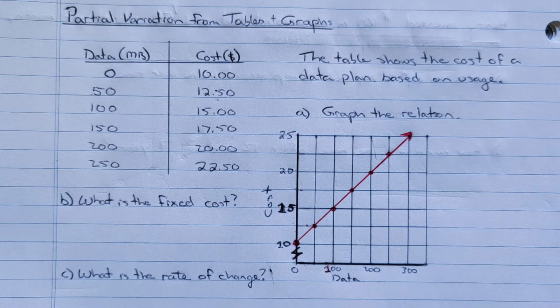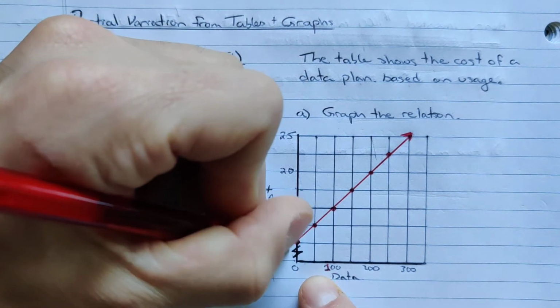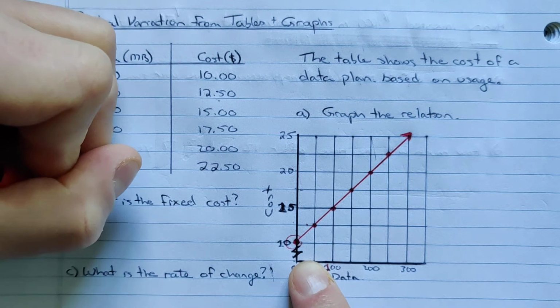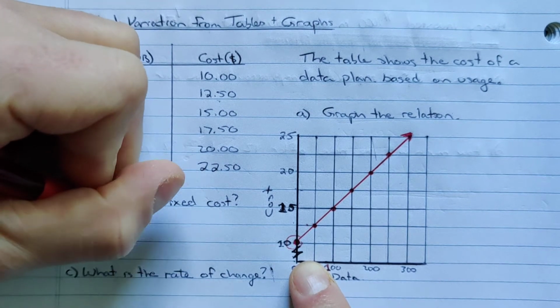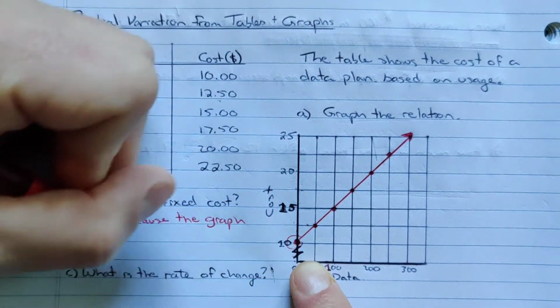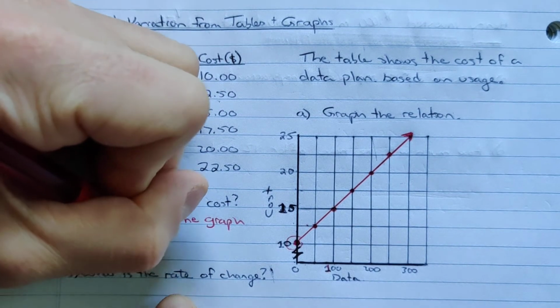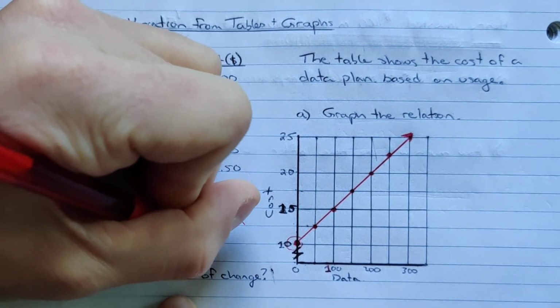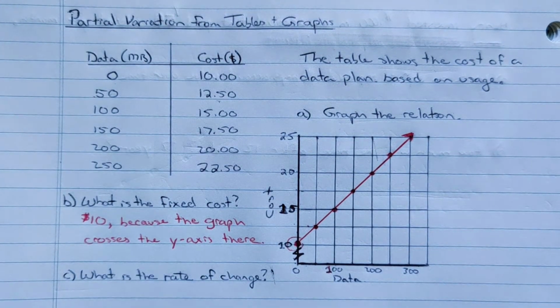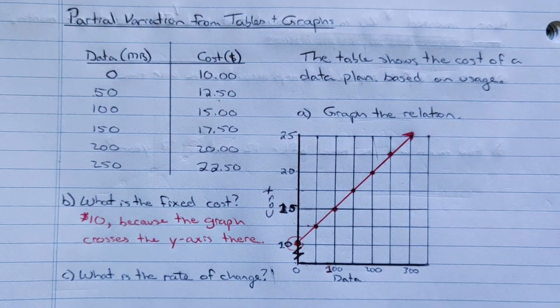What is the fixed cost? Well, again, we said the fixed cost was the starting value there, that y value, the value where it crosses the y-axis. So it crosses here at 10. So the fixed cost is $10. Because the graph crosses the y-axis, there would be our justification for that.